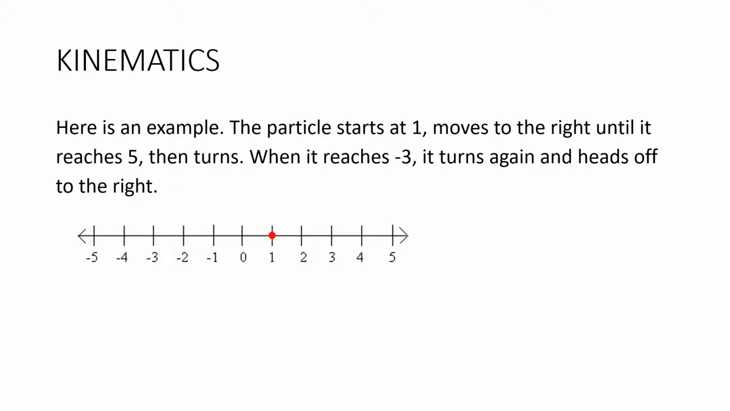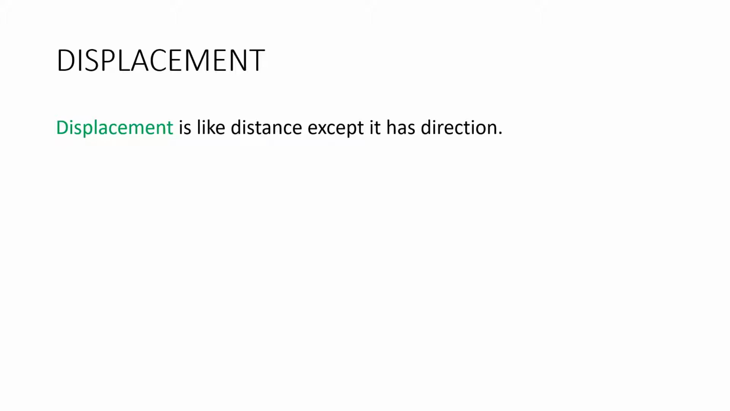So here's an example of a particle moving along a line. It starts at 1, moves to the right until it reaches 5, then turns, and then goes until -3, turns again, and then heads off to the right. Now displacement is like distance, except it has direction. So with distance it can't be negative. Can't say I'm -3 meters away from the window, but with displacement we could.